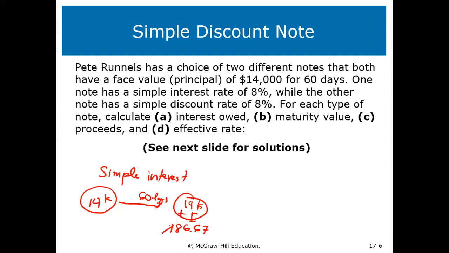So that answers the question, what is the interest owed? It's 186.67. What is the maturity value? 14,186.67. And then the proceeds will be for the discount, and then the effective rate also. All right, so let's go back here.